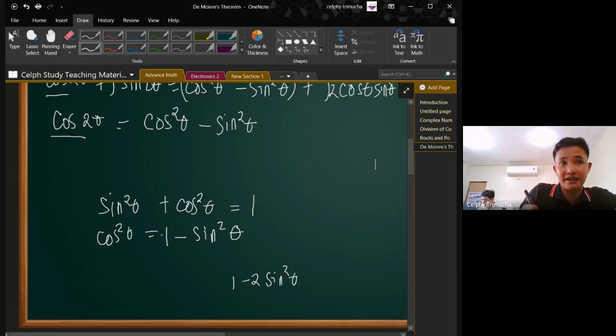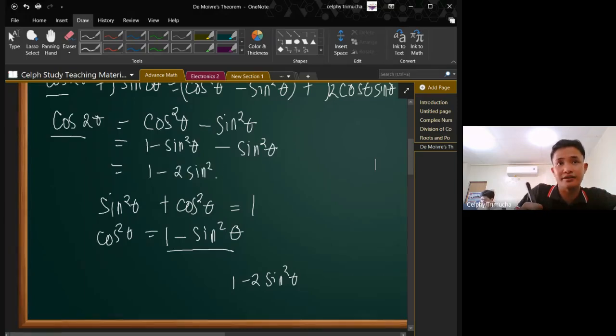Cosine squared theta. So this identity is what we substitute into our equation. So we have 1 minus sine squared theta minus sine squared theta. So this is equal to 1 minus 2 sine squared theta. Okay, so we proved that cosine 2 theta is equal to 1 minus 2 sine squared theta.